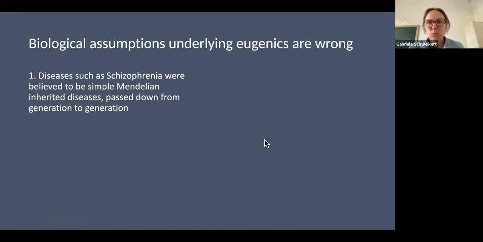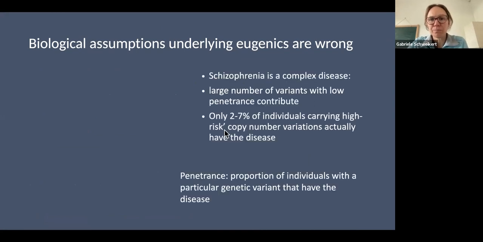So why is that? What are the biological assumptions that underlie eugenics? The first assumption is that diseases such as schizophrenia were believed to be simple Mendelian inherited diseases, which are passed down from generation to generation. We now know, however, that schizophrenia is a very complex disease, and that there are a large number of variants, which all have a low penetrance, and all of these variants contribute.